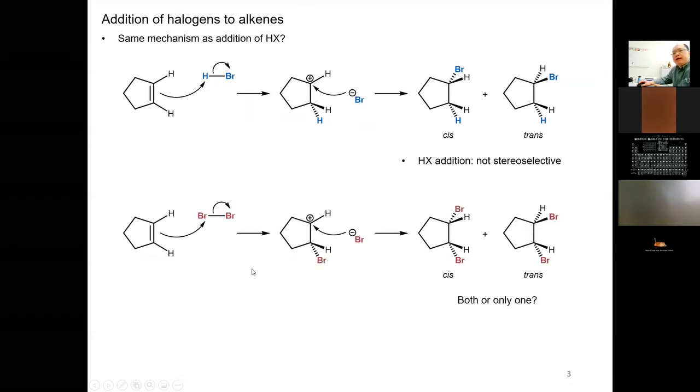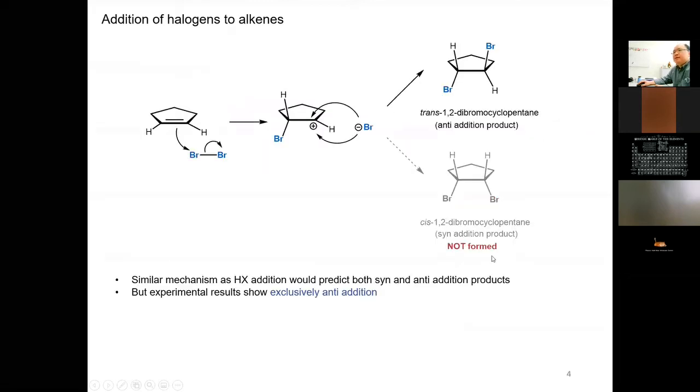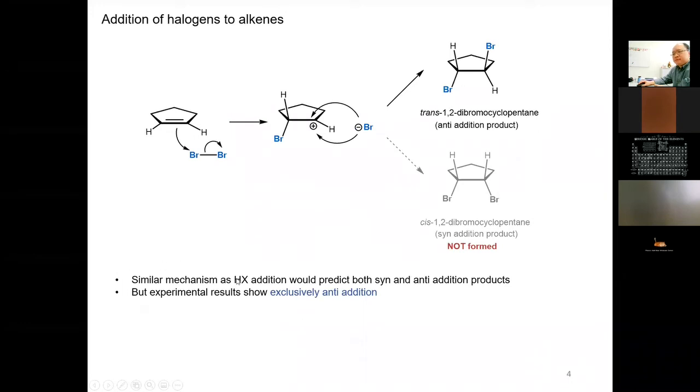So if the Br2 addition goes through a similar pathway, let's say the first Br is here, and the second Br addition can happen from above or below, it can also give cis and trans products, right? But that is not the case. Why? Because if it goes through a similar mechanism as the HX addition, it will predict both syn and anti addition products. But in reality, when cyclopentene reacts with bromine, we only observe trans 1,2-dibromocyclopentane here.